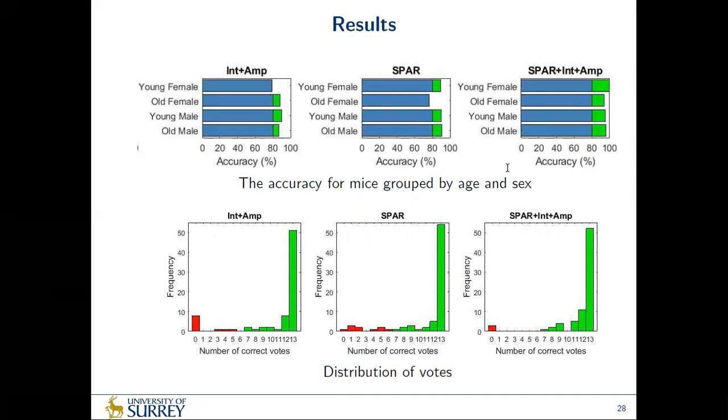We also looked at the distribution of votes for the majority vote, and red are the ones with less than 7 votes that are incorrectly classified, and the green are the ones that are correctly classified. This was intervals and amplitudes, SPAR, and when we combine them, then most get 13 out of 13 correct. A few get a smaller number correct, and a couple are stubbornly there at 0 votes correct out of 13.